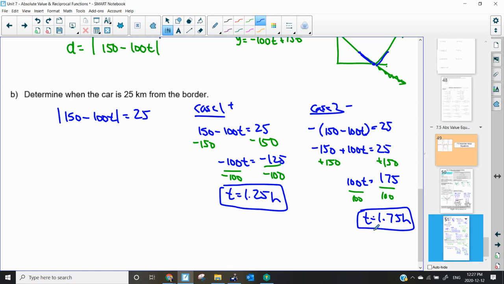All right, guys, so that's all the examples I have for you today. Just remember that you always have to check both cases and you always have to check for your extraneous roots.